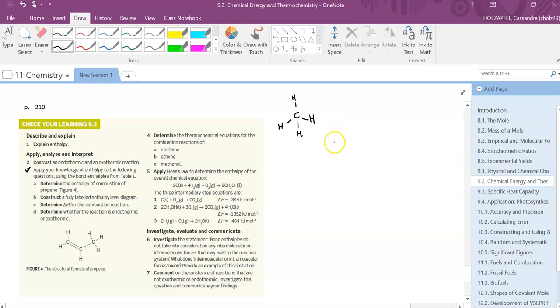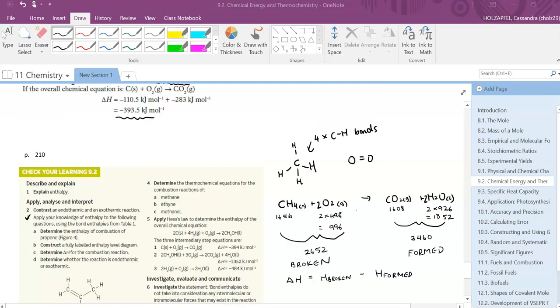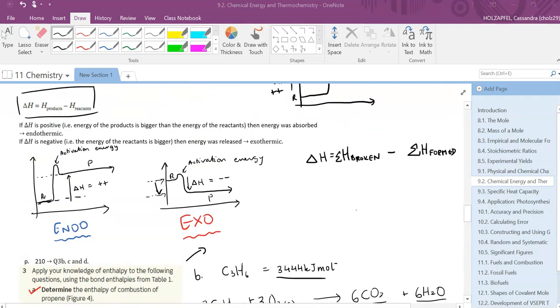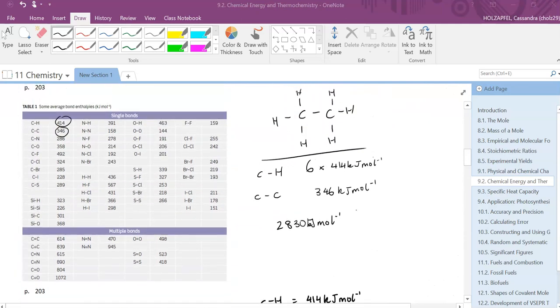So if you want to have a go at this, you can pause the video now. And what I'm going to do is pop up the balanced equation on the screen, as well as all of their individual bond enthalpies from that table that we were using in the last video. So I've gone ahead and calculated the individual bond enthalpies for each of these. So I'll just scroll up and show you now. This is in chapter 9.2 of your textbook on page 203, this particular table.